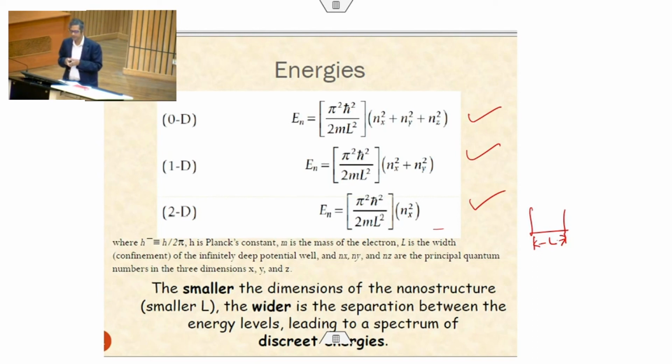Now, in a 0-dimensional structure, what happens? A phonon bottleneck occurs in a 0-dimensional nanostructure. Phonons cannot move very easily in any direction. That's what is called a phonon bottleneck, because all energy levels are quantized or confined. Because of the confinement in the x, y, z directions, phonons cannot move.